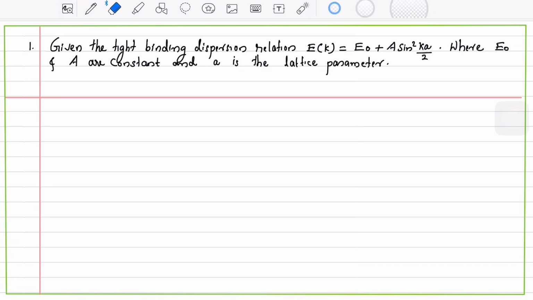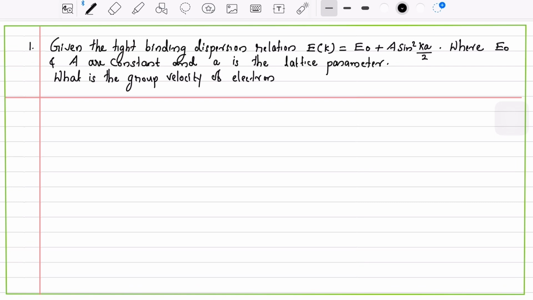The question is, what is the group velocity of an electron at the second Brillouin zone boundary?